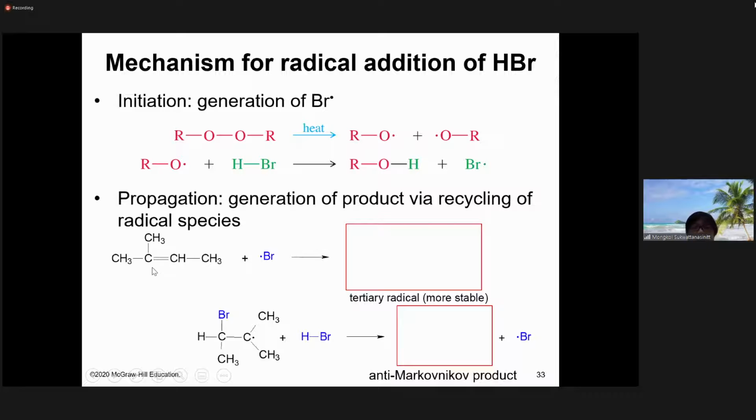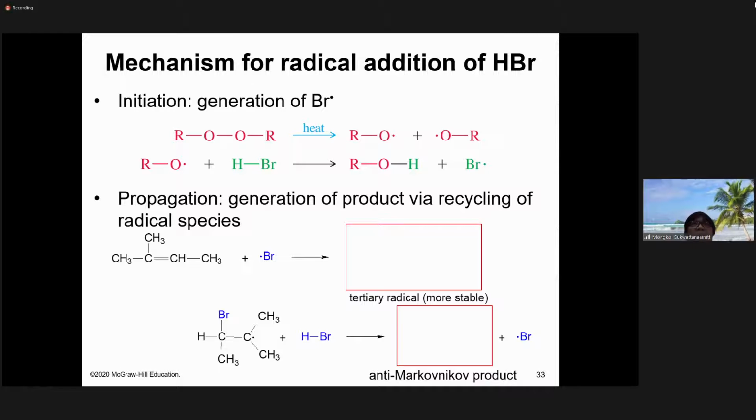This is an unsymmetrical alkene. Which side do you think it will add to? This left side or right side of carbon? The left or the right one? If you add to the left one, you get a secondary radical here. But if you add to the right one, you get the tertiary radical here.